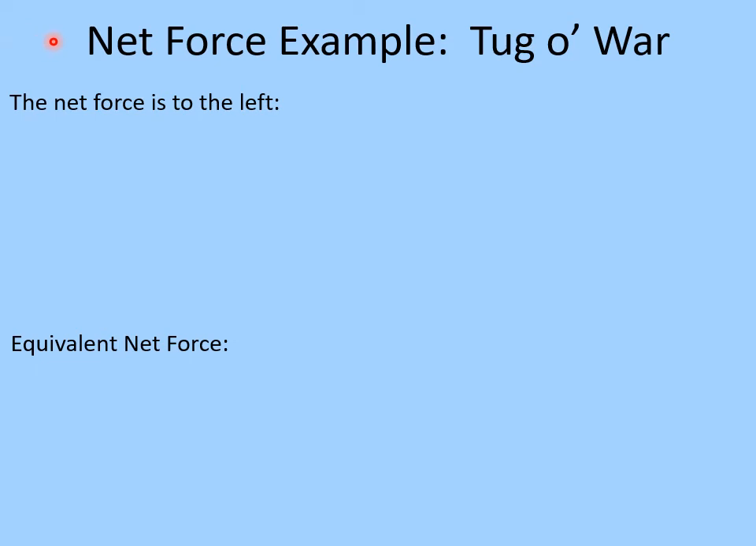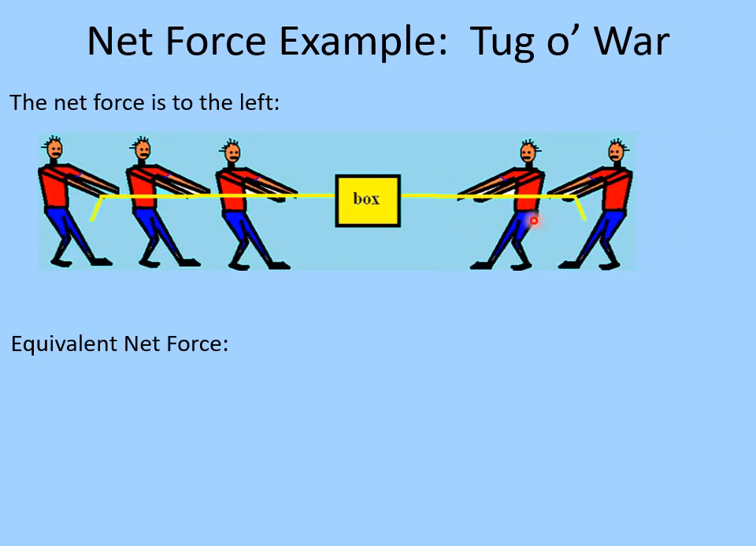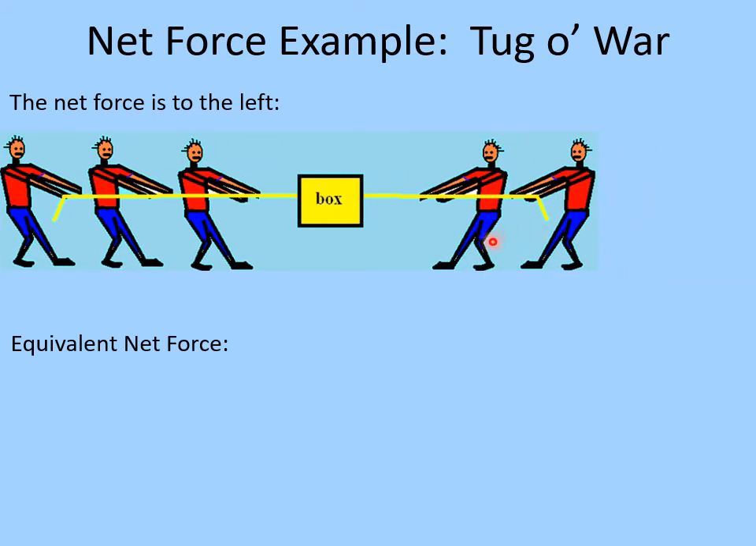So let's look at our tug of war again, and let's change the situation a little bit. Let's add a third player to the team on the left. So let's go ahead and watch the animation here. So now we've got these three guys pulling against these two guys, and you saw what happened.